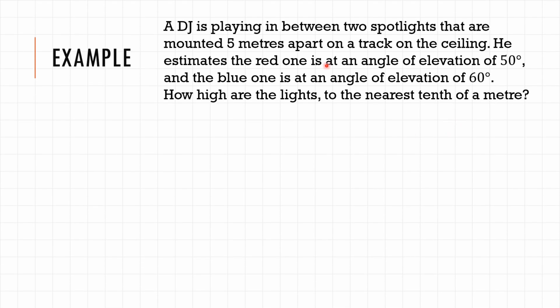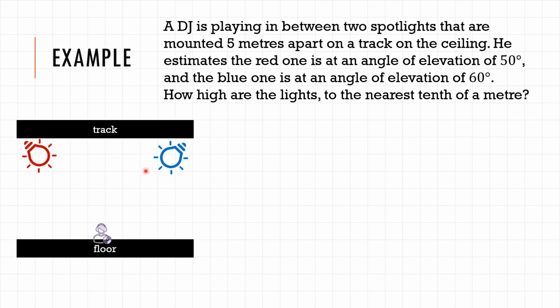In this example, a DJ is playing in between two spotlights that are mounted 5 meters apart on a track on the ceiling. He estimates that, if this is 5 meters apart, then the red one is at an angle of 50 degrees, and the blue spotlight is at an angle of elevation of 60 degrees. And of course, because the ceiling is parallel to the floor, this is 50 as well, and this is 60 as well.